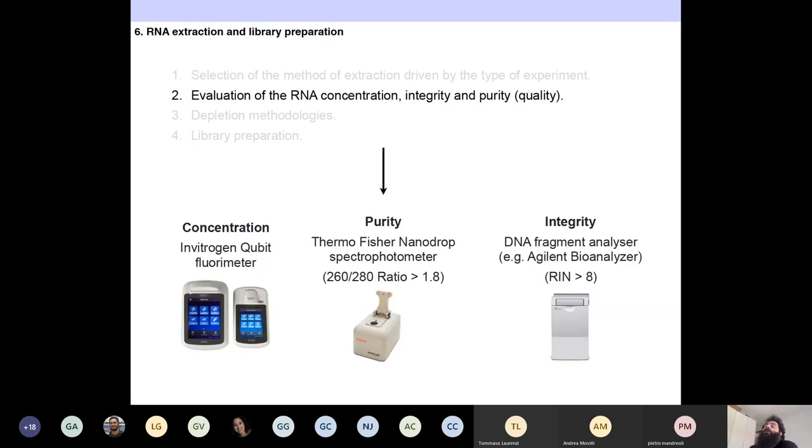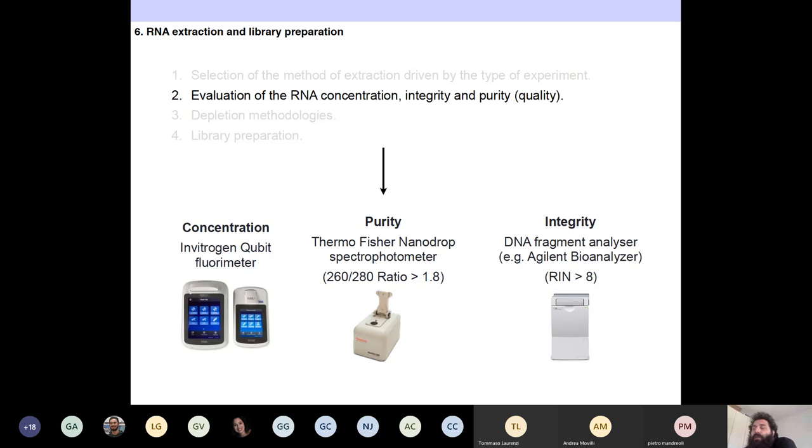Okay, once you have the RNA, you need to evaluate if it's okay for the library. So you need to evaluate concentration, purity, and integrity. You need to evaluate the three of them. For the concentration, you can use a Qubit. We have a Qubit in the lab. I think that there are two Qubits in the Department of Bioscience, so you can use any of them.